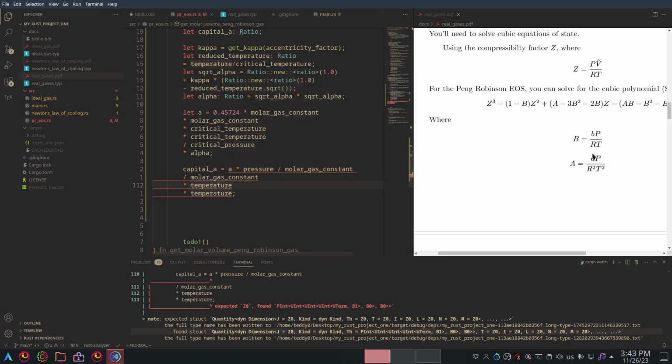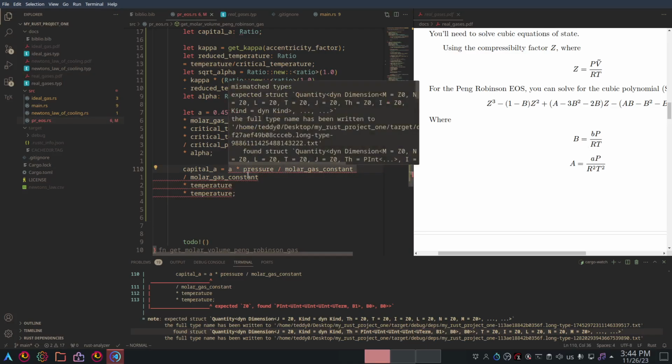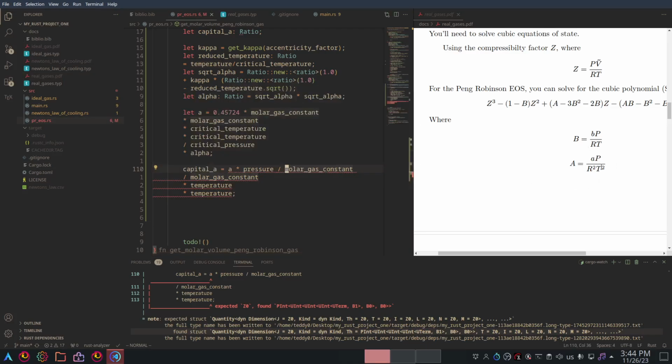Pressure should be in the numerator. The rest of the things should be in the denominator. So molar gas constant and molar gas constant should be in the denominator. And T squared should also be in the denominator. So if you were paying attention and you caught the bug while I was typing things out, good for you.